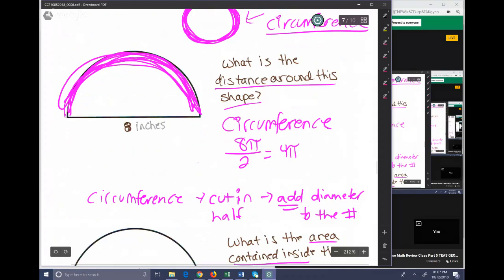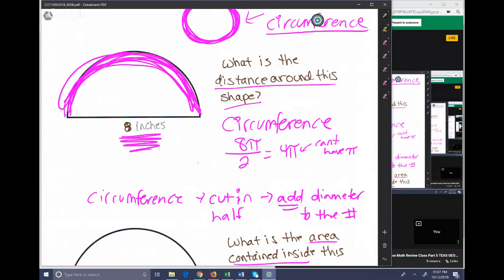Now I have to take pi out because I can't add a number in to something that has pi. That would be like adding a 2 to a 2x. They're not like terms. You can't do that. So I can't have a pi sign. So on these, I absolutely have to multiply out. 4 times 3.14 is 12.56.